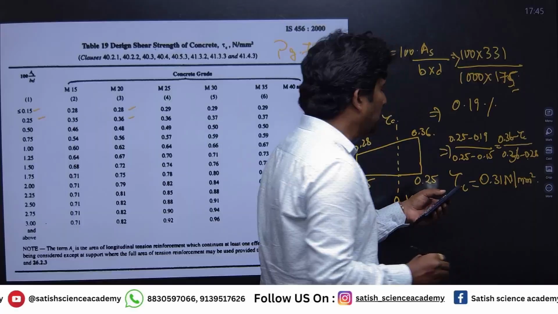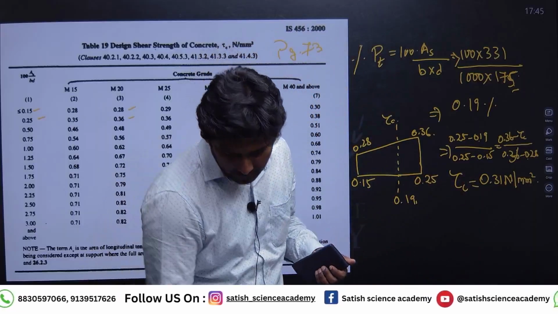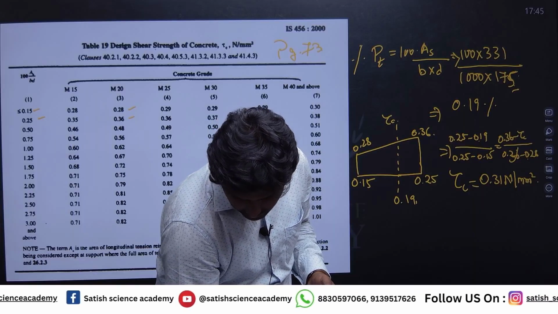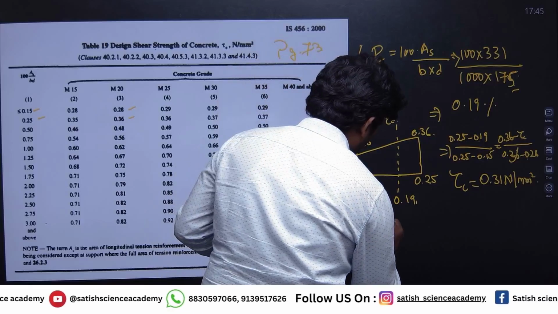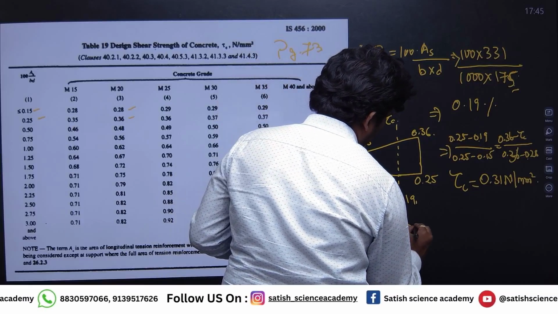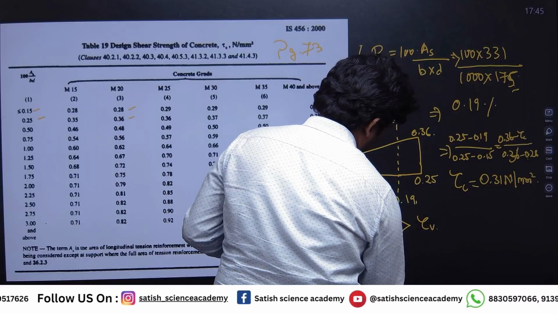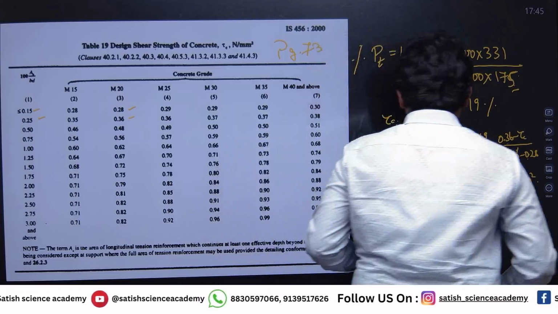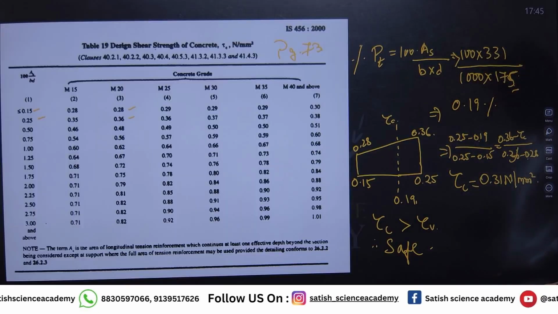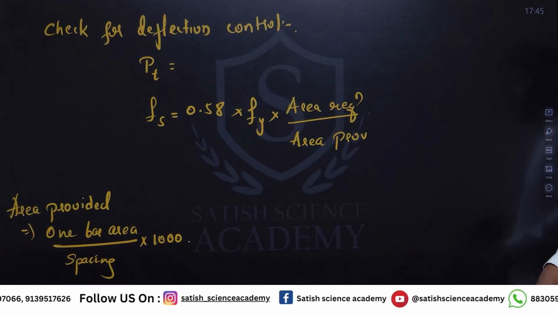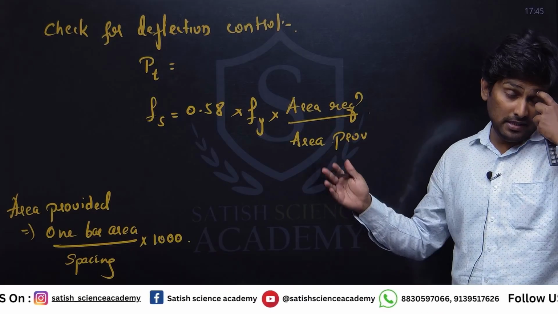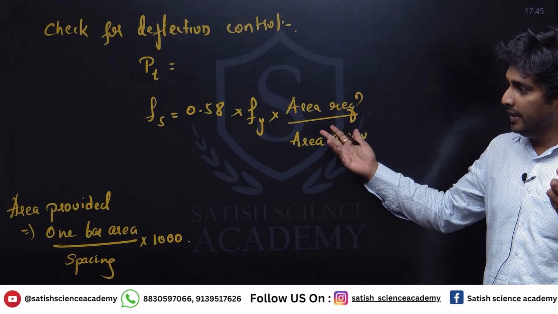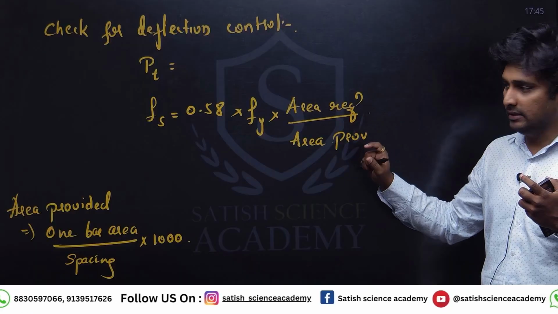So we got tau c as 0.31 but tau v we got was 0.15. Okay, so tau c is greater than tau v, therefore safe. Okay, shear check is done. Next we have to do the deflection check. All these checks, if given in the question, you solve them; if not given, you can see according to the marks.